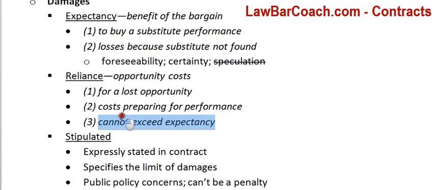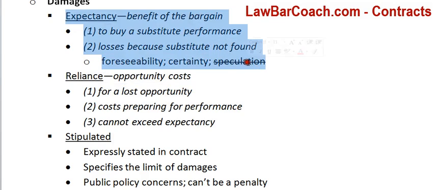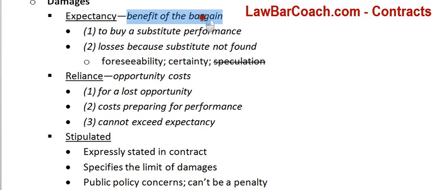This cannot exceed expectancy damages, though. The idea is that this is the limit. The limit of the damages is the benefit of the bargain. So pretty much the time you make the contract, you could be aware of exactly what the contract's worth, and that's what you will be on the hook for.